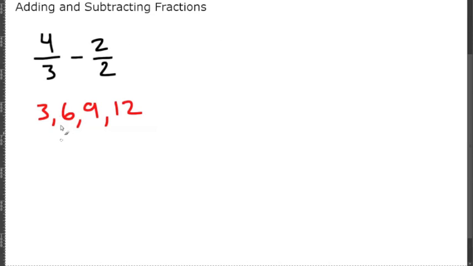Now let's do 2. 2 times 1 is 2, 2 times 2 is 4, 2 times 3 is 6, and there we have it. 6 is going to be the common denominator, and 6 is the least common multiple of the two, so it's also the least common denominator. Now let's rewrite the fractions.